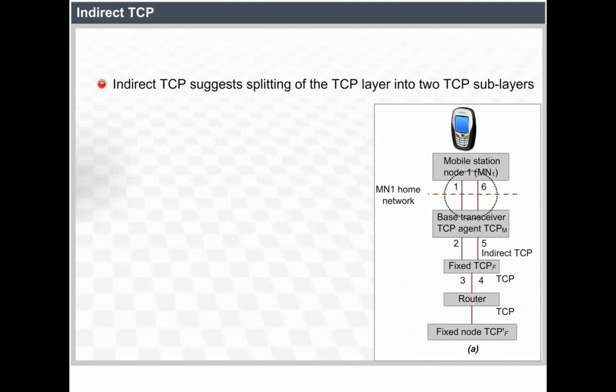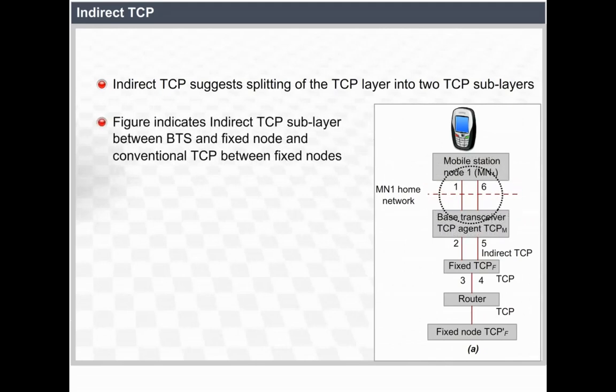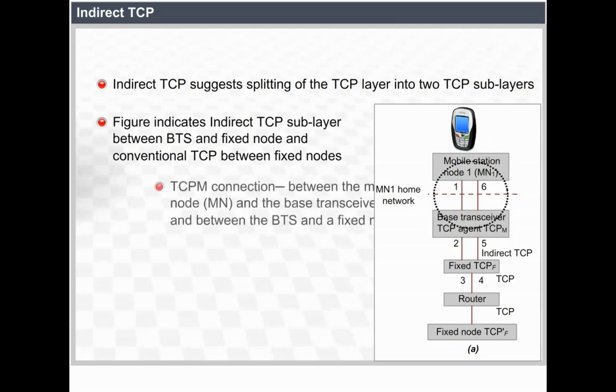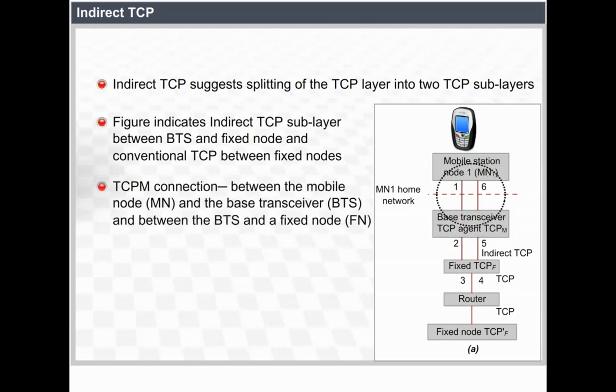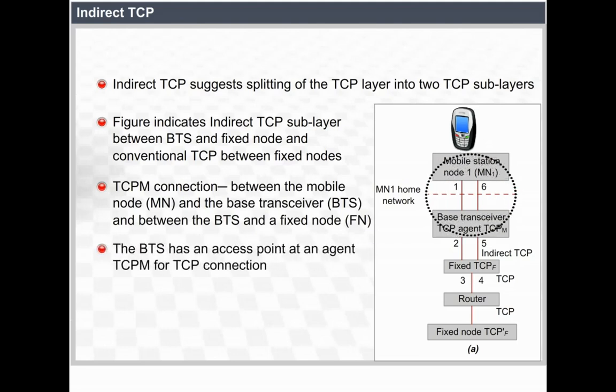Indirect TCP. Indirect TCP suggests splitting of the TCP layer into two TCP sublayers. The figure shows indirect TCP sublayer between BTS and fixed node, and conventional TCP between fixed nodes. TCP-M connection between the mobile node MN and the base transceiver BTS, and between the BTS and a fixed node FN. The BTS has an access point at an agent TCP-M for the TCP connection.